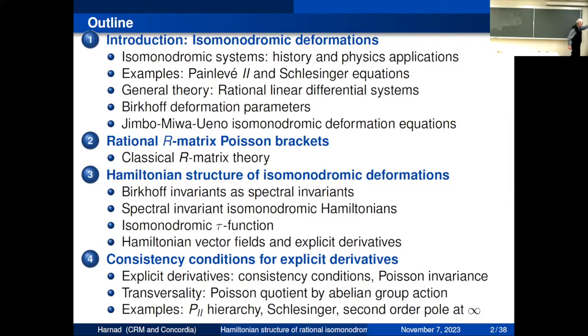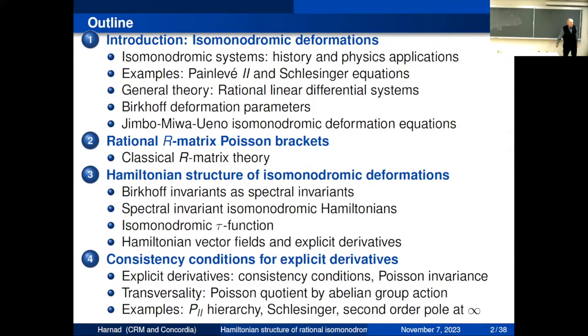So I have to recall some textbook material because I can't presume that you're familiar with it, but it's a very standard thing that goes back about 100 years. And then I will define what the Hamiltonian structure is, and then what the Hamiltonians are that drive these isomonodromic deformations. And that's very closely related to my favorite topic, the theory of tau functions.